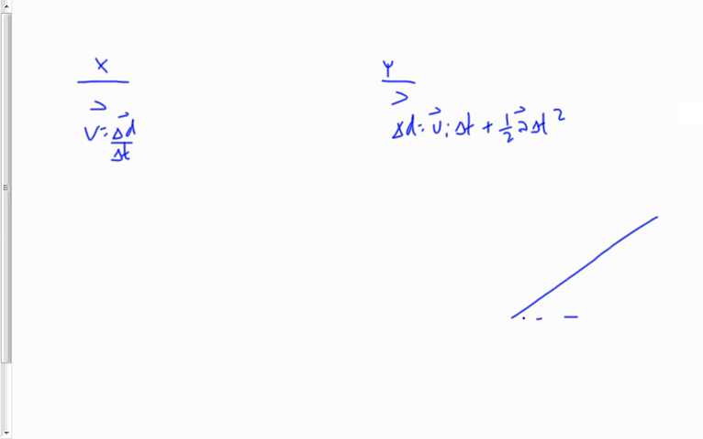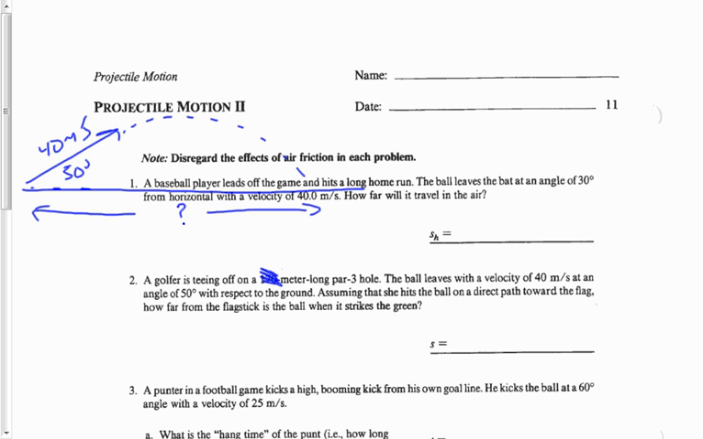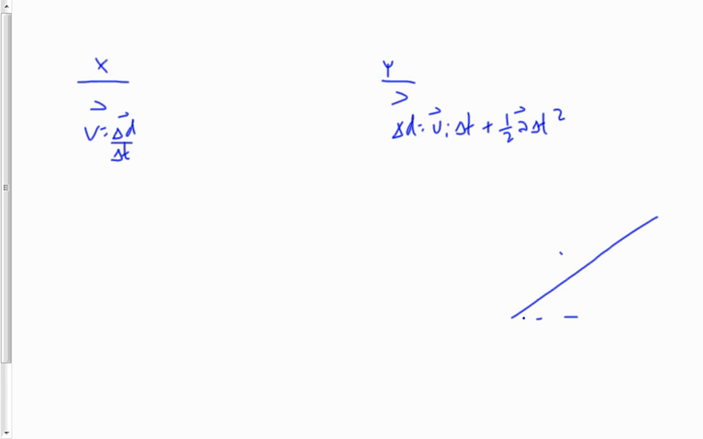40 meters per second at 50 degrees. Let's get rid of that 40 meters per second at 50 degrees. This is the X component. This is the Y component. We're going to say cosine 50 degrees is equal to X over 40. X ends up being equal to, what is that? 40 times cosine 50.